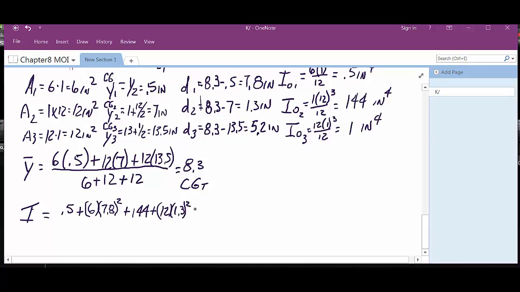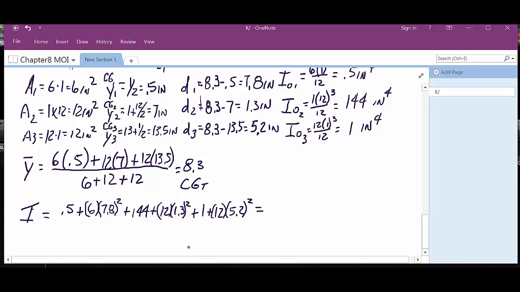squared, plus the moment of inertia of the third one, which was 1, plus the area of the third one, which was 12, times D3, which was 5.2 squared.